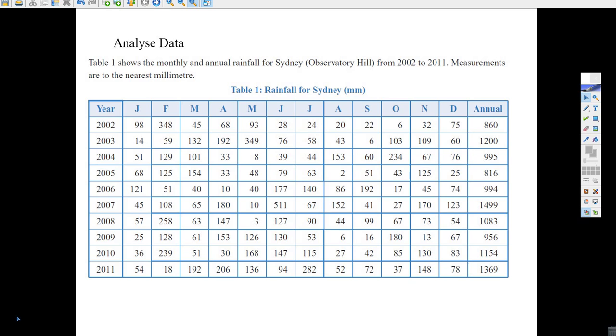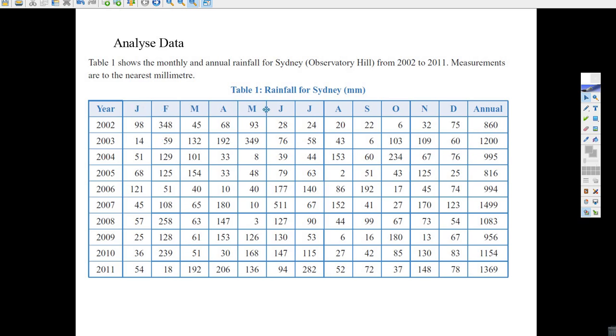Well, okay, this is a video to help us with this analyzed data question from Australia. It's interesting because it's what people really have to look at when they look at a lot of data. This is the annual rainfall from 2002 all the way to 2011. You just have to be able to read it.